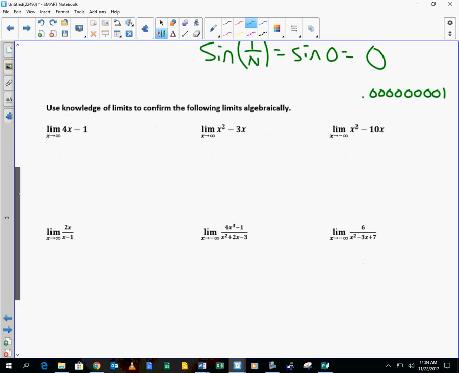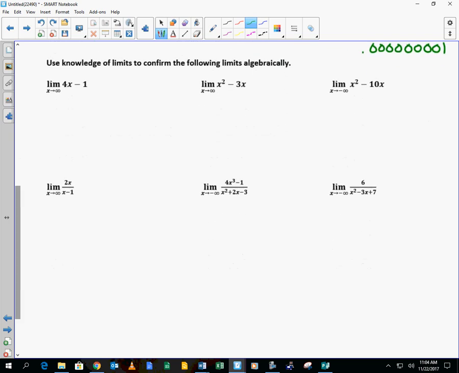So use knowledge of limits to confirm the following limits algebraically. Okay, so think about the graph here. There are multiple ways we can evaluate limits as they go to infinity. It's helpful to think about the graph, 4x minus 1. As x goes to infinity, what's going to happen to the y value?